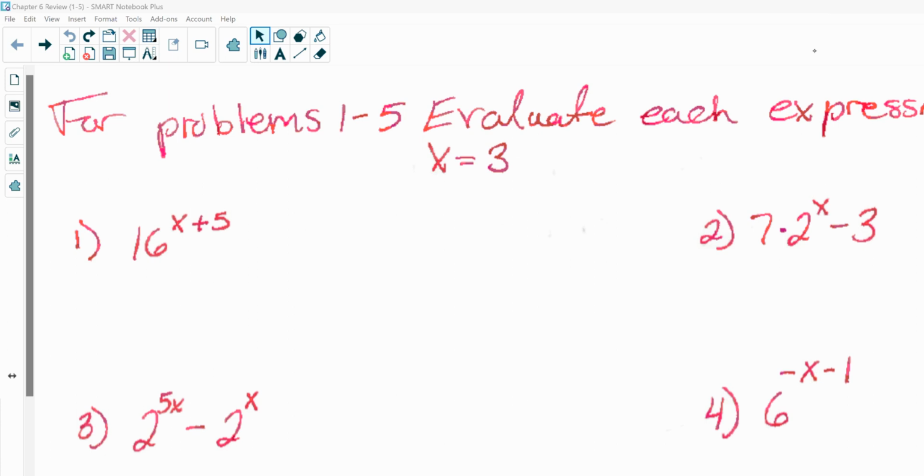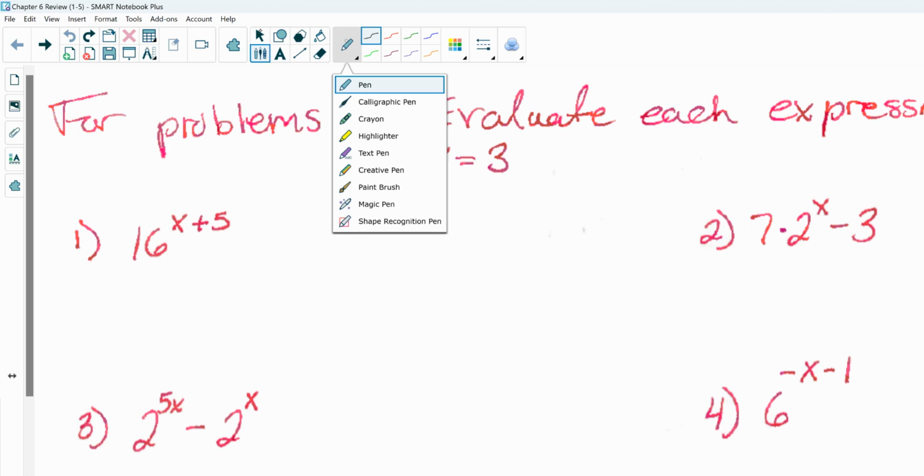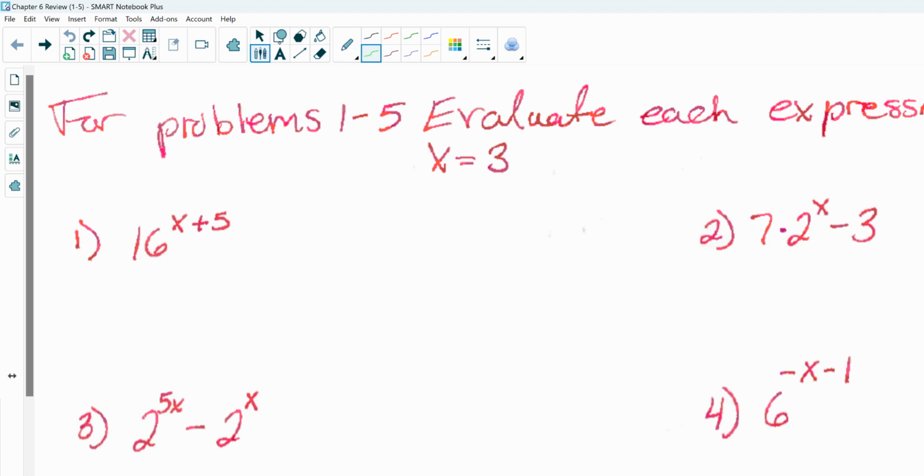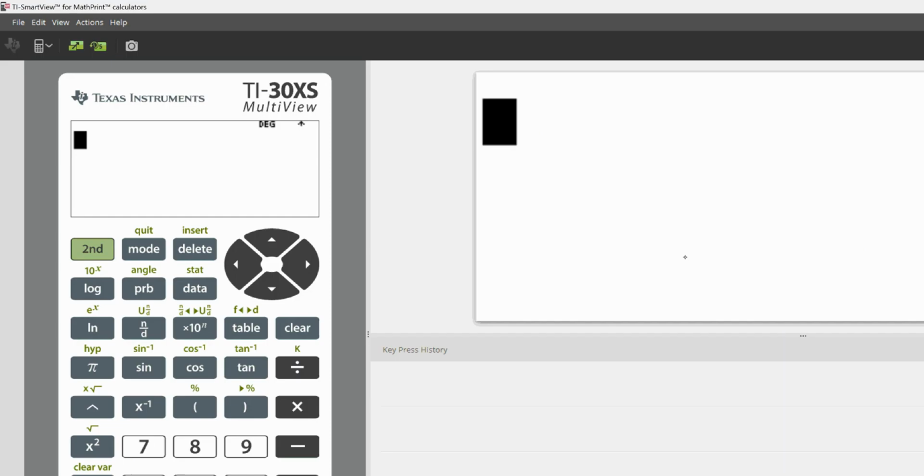Problems 1 through 5. We want to evaluate for the given values of -2 and 3. Which one of these do we want to look at? Number 2, 7 times 2 to the x minus 3. So we can say 7 times 2 to the -2 minus 3, and then we're also going to do 7 times 2 to the third minus 3. We're going to type them in exactly as we see them, just replacing x with the value.